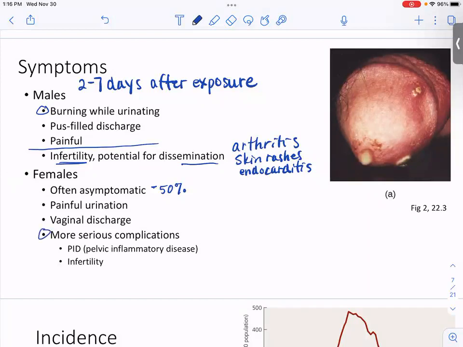More serious complications include pelvic inflammatory disease. So if the organism moves up into the uterus, then it can cause PID, which is basically just inflammation of the uterus. And other organisms can cause PID as well. Chlamydia, for example, can cause that. Inflammation of the uterus, so fever, abdominal pain.